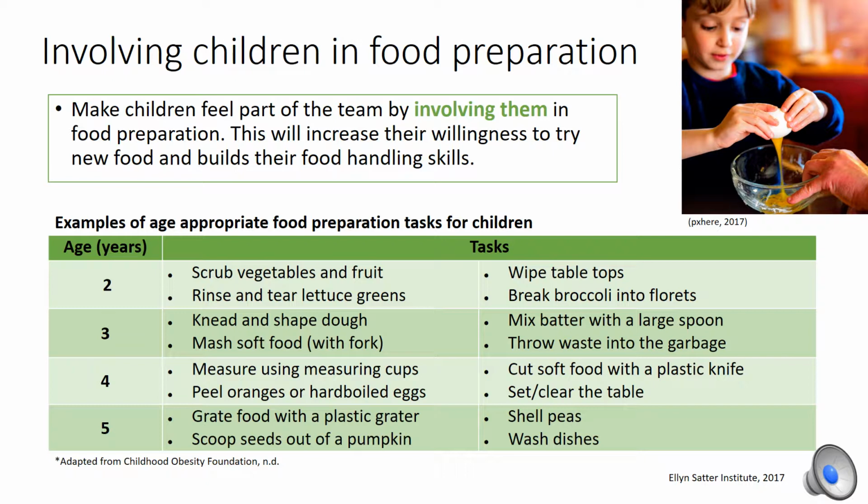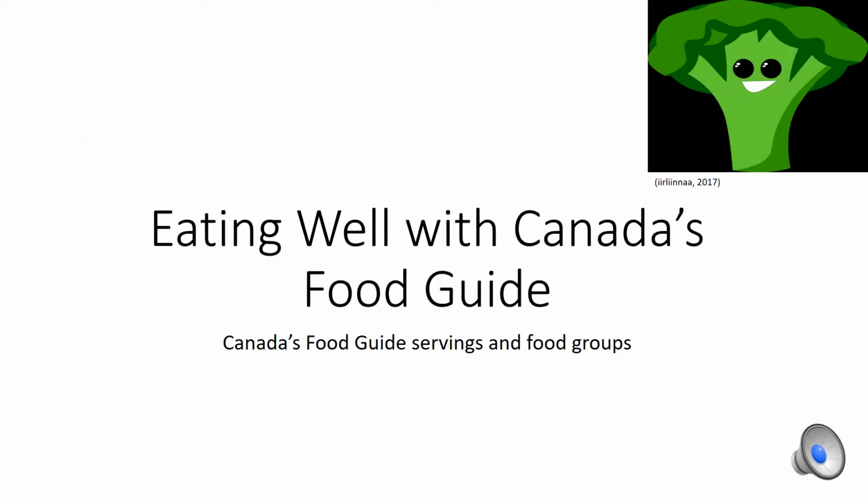Children 3 years of age can knead and shape dough, mash soft food with a fork, mix batter with a large spoon and throw waste into the garbage bin. Children 4 years of age can measure using measuring cups, peel oranges and hard-boiled eggs, cut soft food with a plastic knife, and set and clear the table. Children 5 years of age can grate food with a plastic grater, scoop seeds out of a pumpkin, shell peas, and wash dishes. We will now provide an overview of food groups according to Eating Well with Canada's Food Guide.